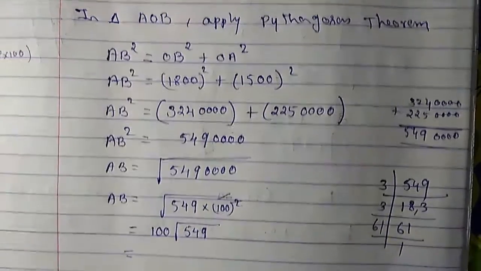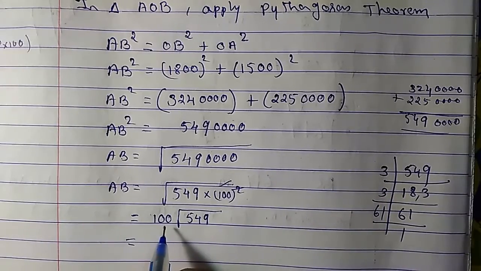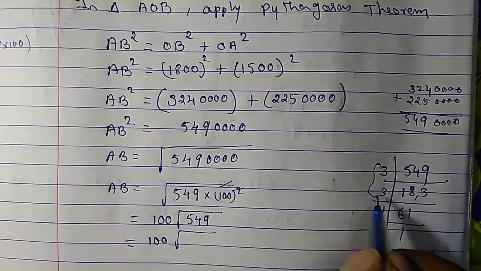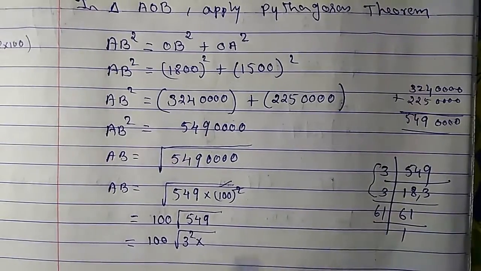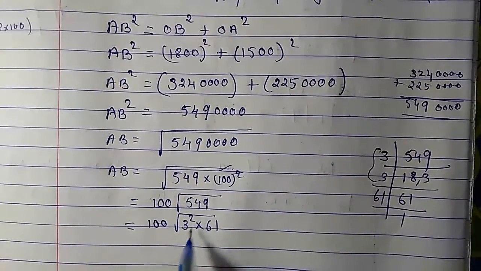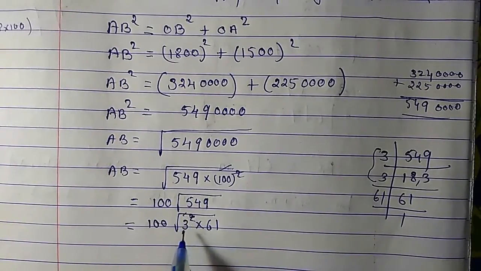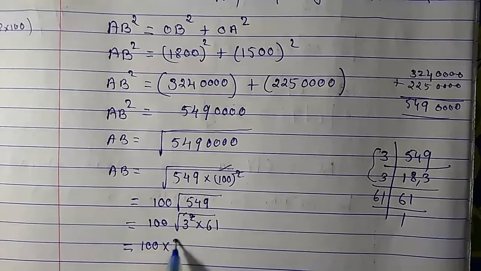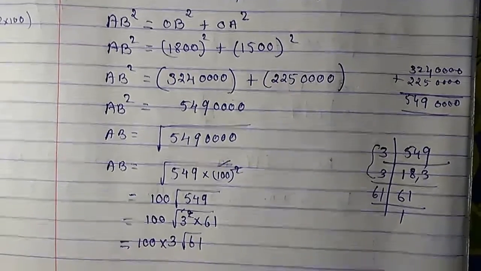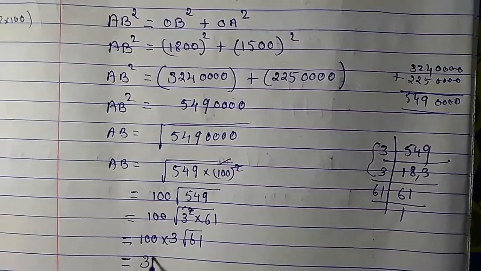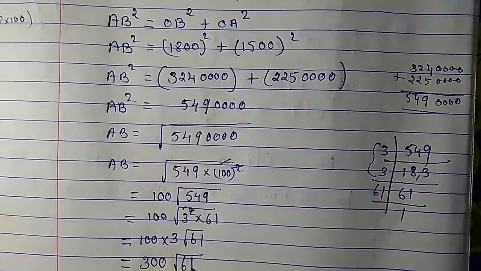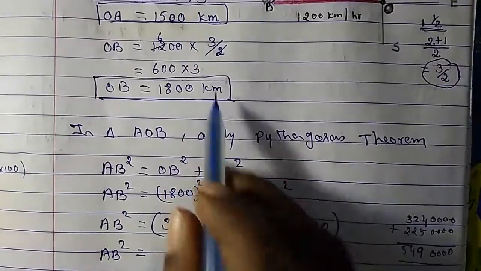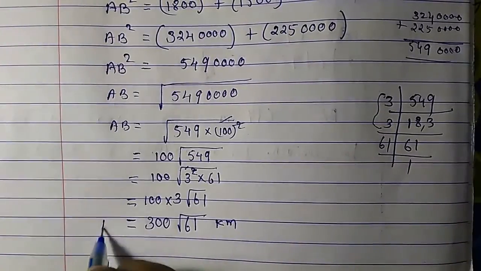So this can be written as 100, and here 3 is repeated twice, so 3 square into 61 you have. Since the square is there, the root will take out the 3, but the root of 61 remains the same. So 100, 3 will come out and 61 remains inside. So 100 into 3 will give us 300 root 61 kilometer, because here everything is in kilometer. That is AB.